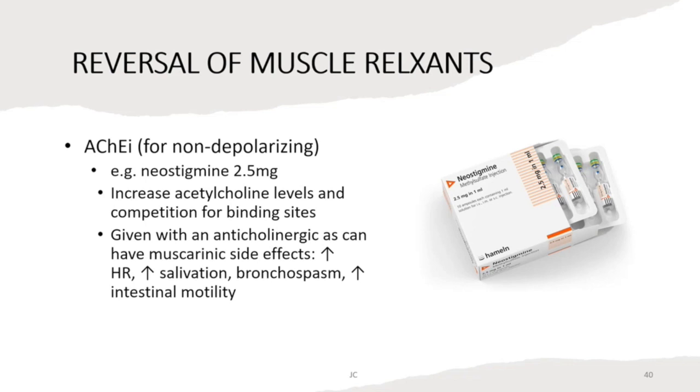So neostigmine is an acetylcholinesterase inhibitor. It's used for your non-depolarizing drugs. You can't use it for SUX. SUX is really short-acting anyway, but the neostigmine will actually inhibit your plasma cholinesterase, so it may actually just prolong the block if you used it in SUX. What this does is it increases your acetylcholine levels and the competition for the binding sites. It's generally given with an anticholinergic such as glycopyrrolate because it can have muscarinic side effects causing a tachycardia, increased salivation, bronchospasm, and increased intestinal motility.